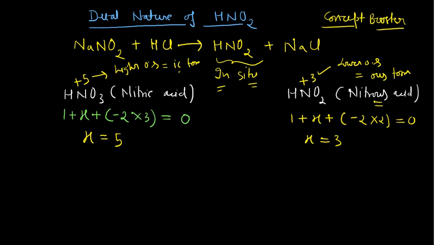Similarly, if you are given Hg+, that means it is the mercurous ion, and when you have Hg2+, then it is the mercuric ion. So the higher oxidation state form is the 'ic' form, and the lower oxidation state form is the 'ous' form.